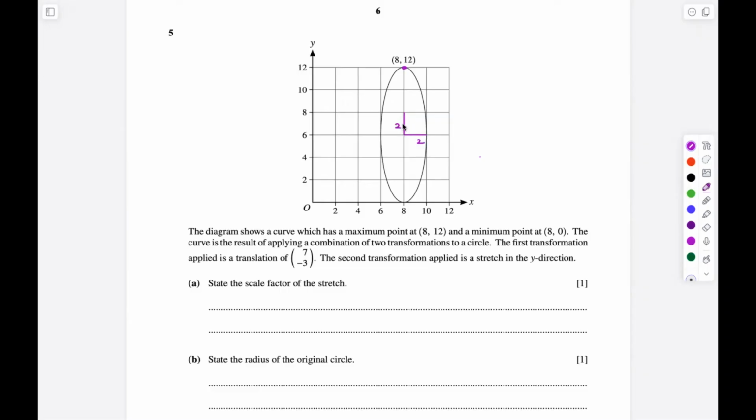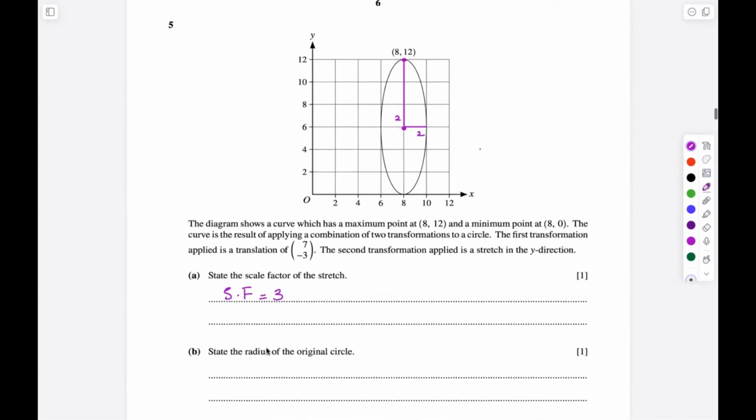Now, as we can see that it has become tripled, or we can say from 6 till 8, it has gone from 6 till 12. So we can say that the stretch factor in this case will be 3, as from 2 units, it has stretched to a total of 6 units in the y direction. So the scale factor will be equal to 3.